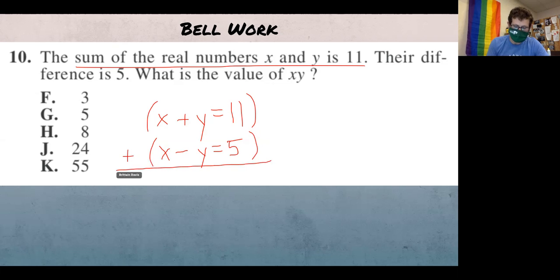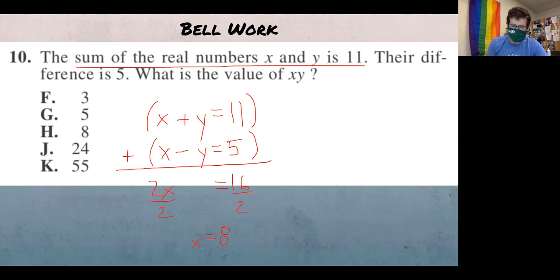And the reason I add this is, look what happens. x plus x is 2x. But y plus negative y, those cancel out, so I don't have anything there. And then 11 plus 5 is 16. So by using elimination, I can get an equation that I can solve. Now I can just divide by 2. x equals 8. This is not my final answer, but now we're on the path toward an answer.